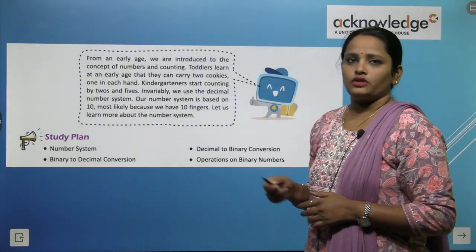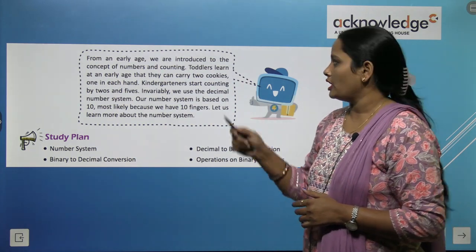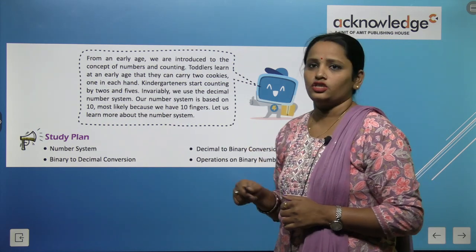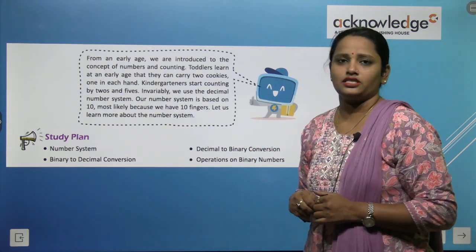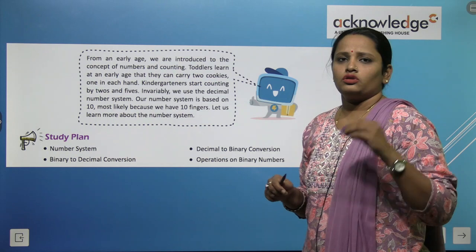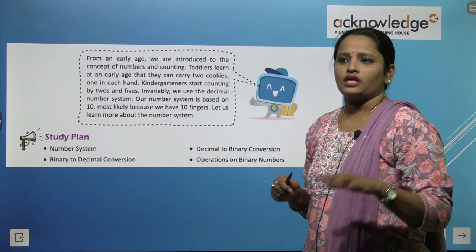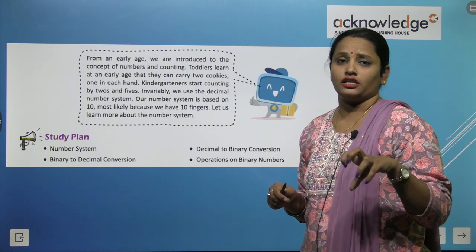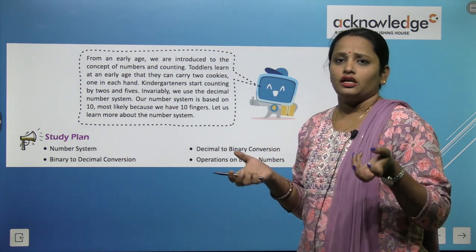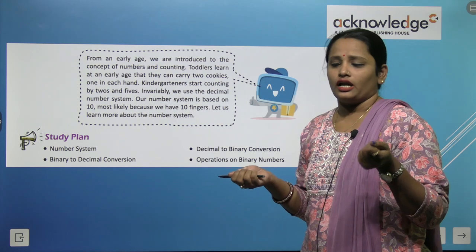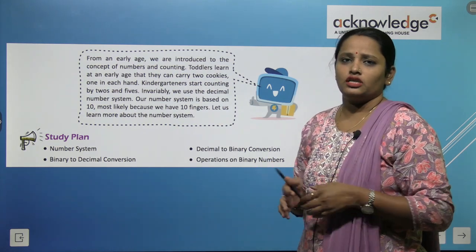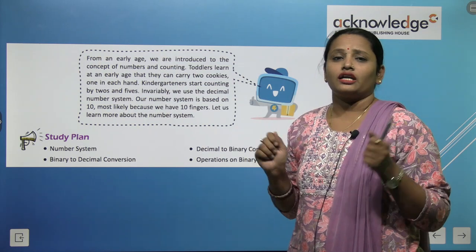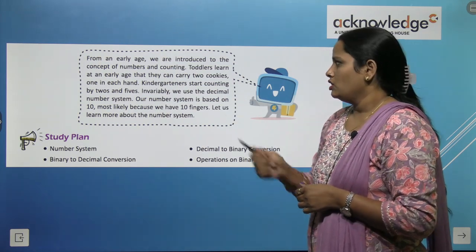From an early age, we are introduced to the concept of numbering and counting. Toddlers learn at an early age that they can carry 2 cookies, one in each hand. From the very starting, when a child starts knowing things, when the child starts learning, we give them 2 cookies in both hands. When we give them some cookies, what do they do? They take one in each hand. They know that they have to take 2.